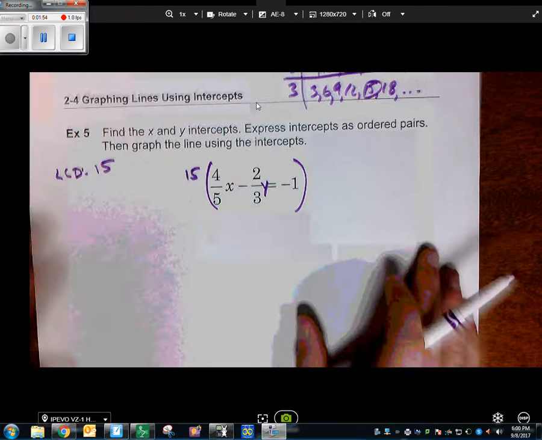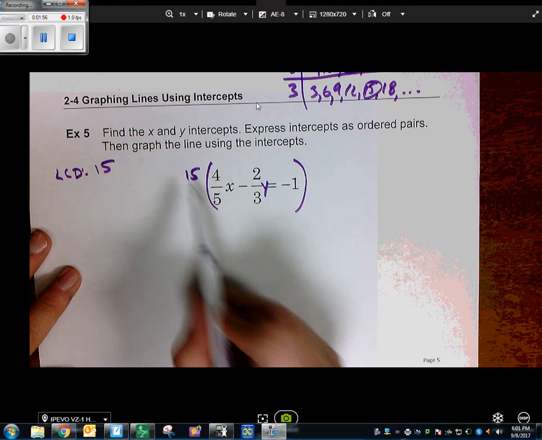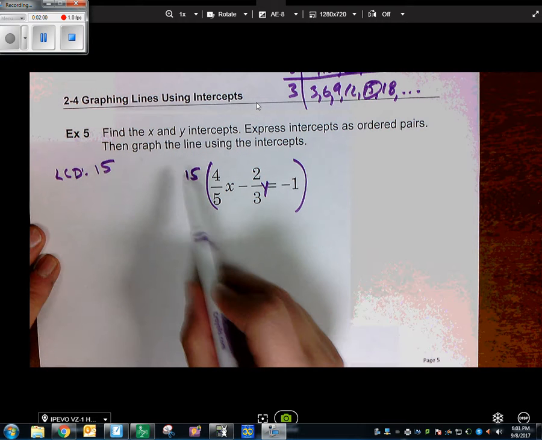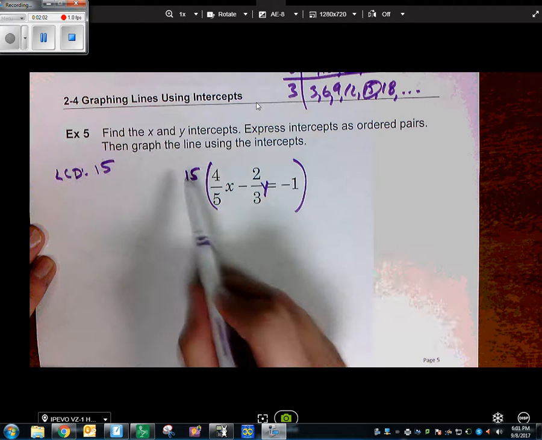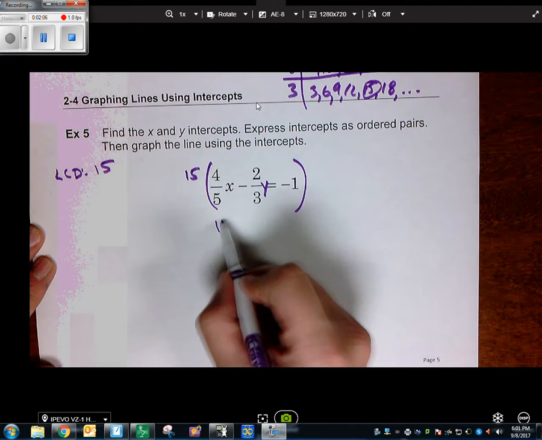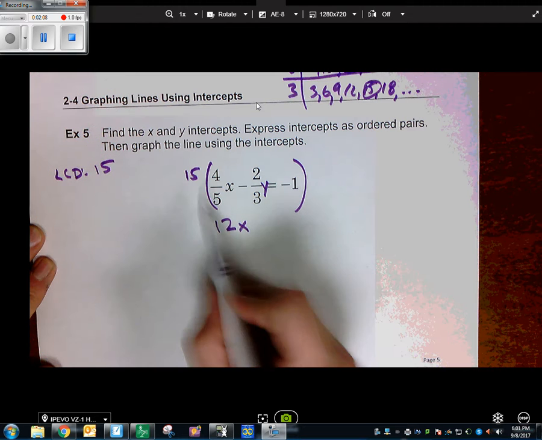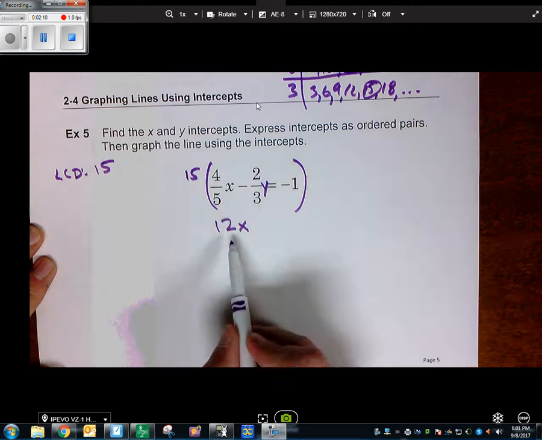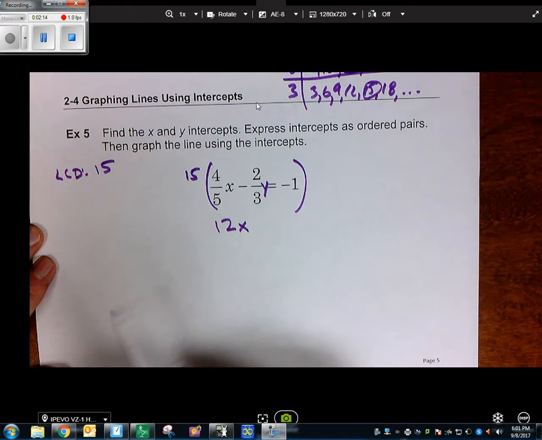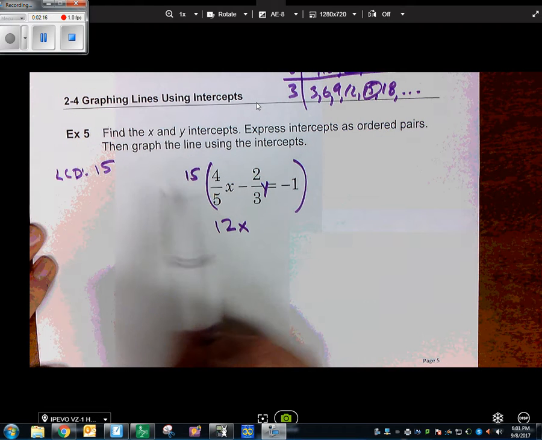Smaller numbers are generally going to be better. So divide by the downstairs, multiply by the upstairs. 15 divided by 5 is 3. That 3 that we got from dividing times the 4 on the tippy top is going to be 12. So this first piece all boils down to 12, and that's much prettier to look at, I think, than 4/5. Now we start again with 15.